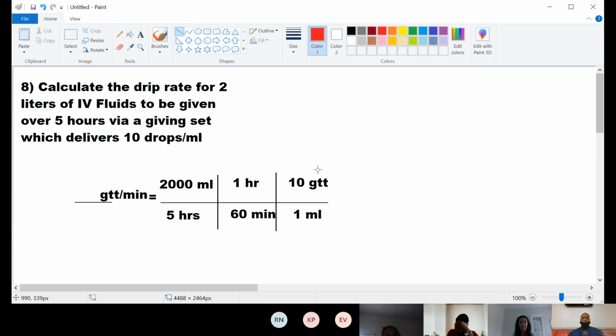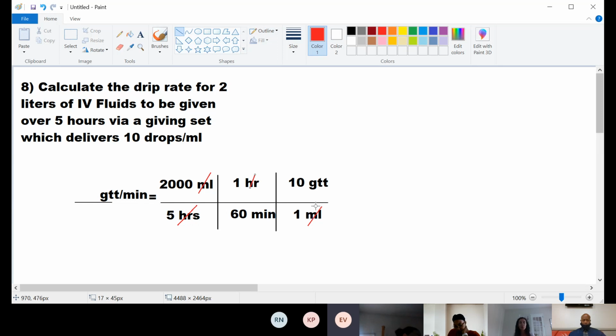Yes. Okay, so let's see what we can cancel out. Can we cancel out milliliters? mLs, got that at the top, and hours. Okay, leaving us with 2,000 times 1 times 10.